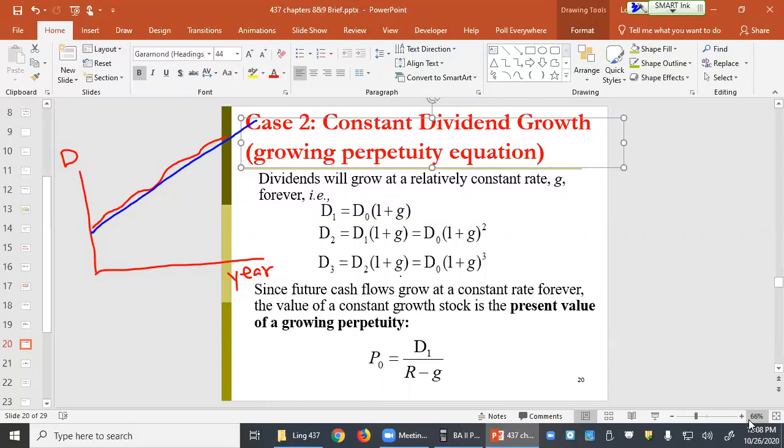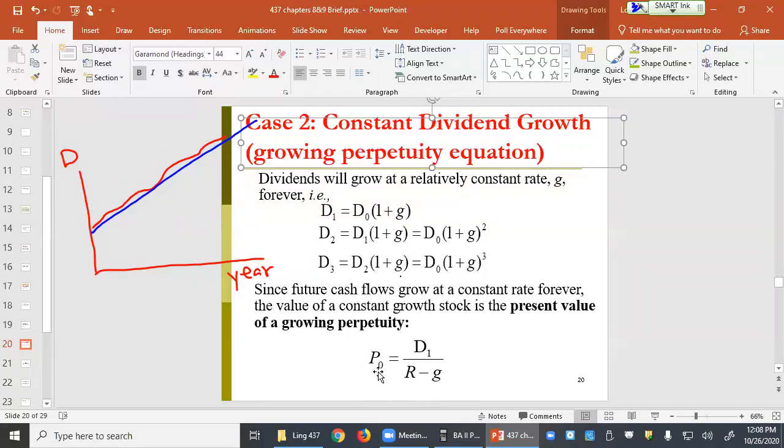So the blue line represents the perfect world, but we don't live in the perfect world. So if we find a company whose dividend payments are growing at a relatively constant rate, that is as good as we can get. That's good enough for us. Once we go through the derivation, which I'm not going to show you again, this is the final equation.